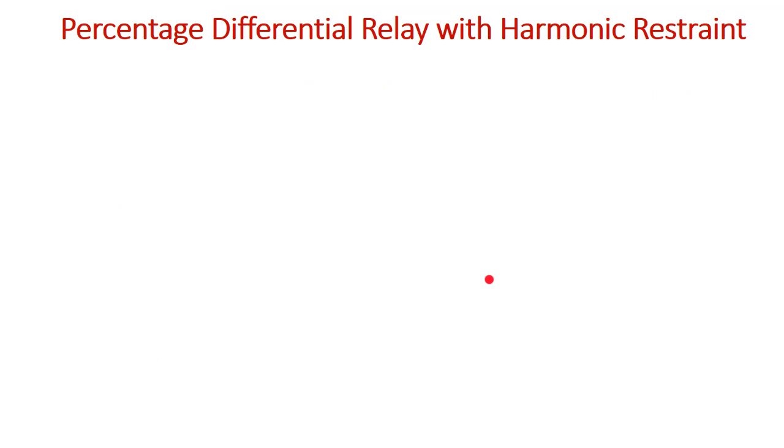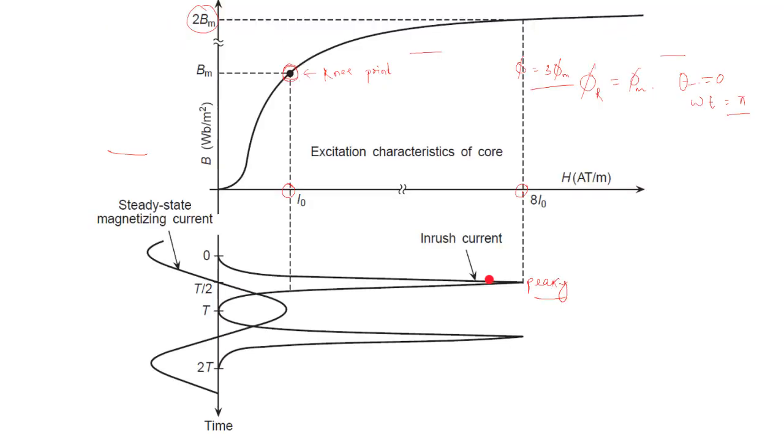So how do we distinguish this current from the original fault current? Generally the fault current is sinusoidal in nature, and this magnetizing current is not sinusoidal. As it is not sinusoidal, the harmonic content in the inrush current is very high as compared to the fault current. This is how you can distinguish the inrush current from the fault current.